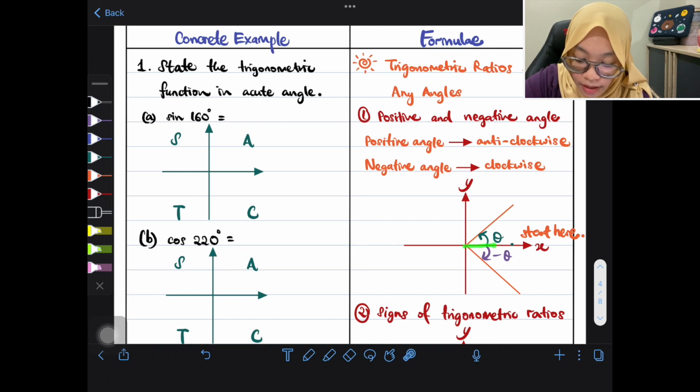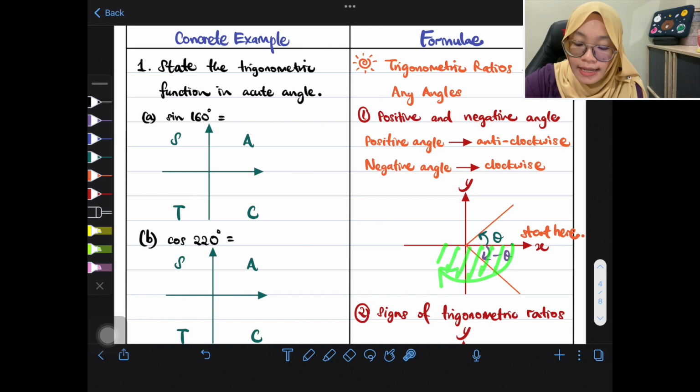Dekat sini, this is the area of you start to read the angle going up, going anti-clockwise. Anti-clockwise dekat sini bermaksud di sini adalah area untuk positive angles. Manakala kalau kamu ke bawah, which is clockwise, dia di sini adalah bacaan untuk angle yang negative angles. Easy? That is just how you pandai bezakan atas positive angle, bawah negative angles.